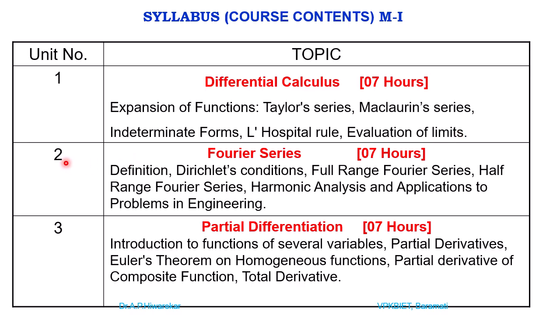Unit number 2 consists of Fourier series, in which we have to study basic definitions, Dirichlet conditions, full range Fourier series, half range Fourier series, harmonic analysis, and applications to problems in engineering, which requires 7 hours.